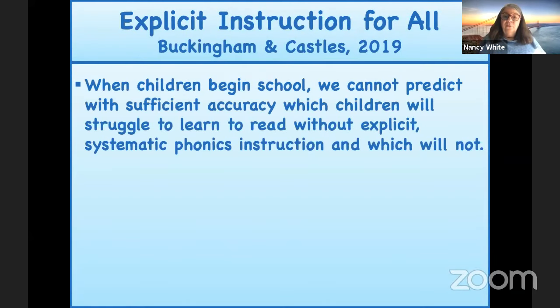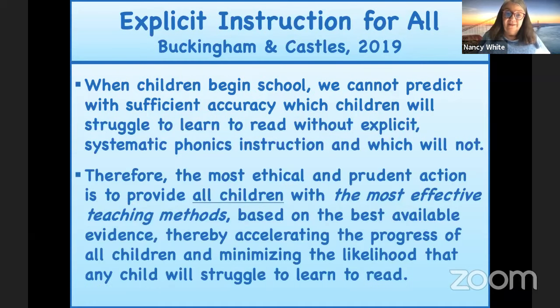When children begin school, we don't know with sufficient accuracy which will struggle to learn to read without explicit systematic phonics instruction. We can do screenings which give us an indication of the students who are most at risk, and we can give them tiered instruction. But if we're going to do that, we need to make sure that the tiered instruction is direct, explicit, and systematic, especially at those lower levels. So the most ethical and prudent action is to provide all children with the most effective teaching methods, whether they need them or not, based on the best available evidence, thereby accelerating the progress of all of them and minimizing the likelihood that any child will struggle to learn to read.